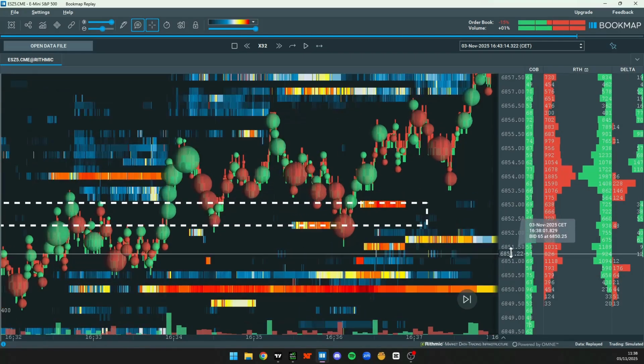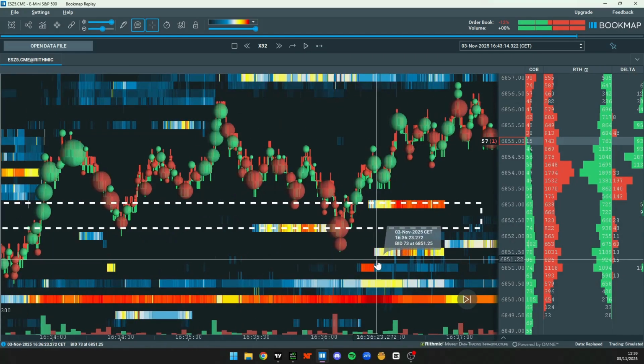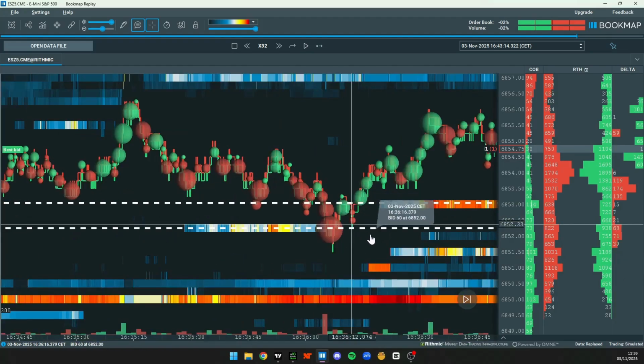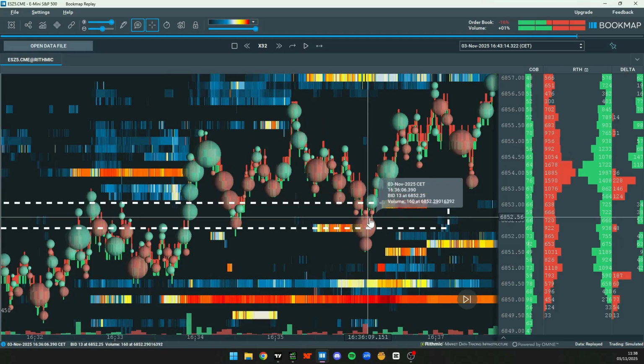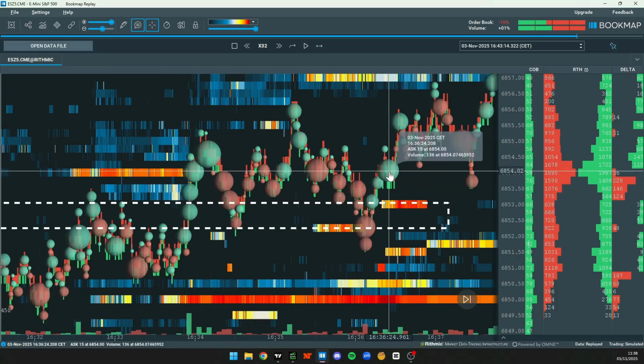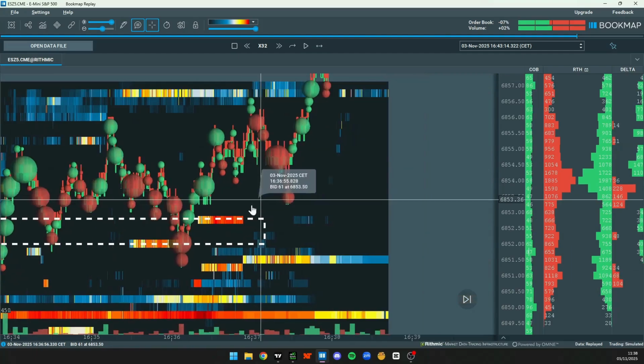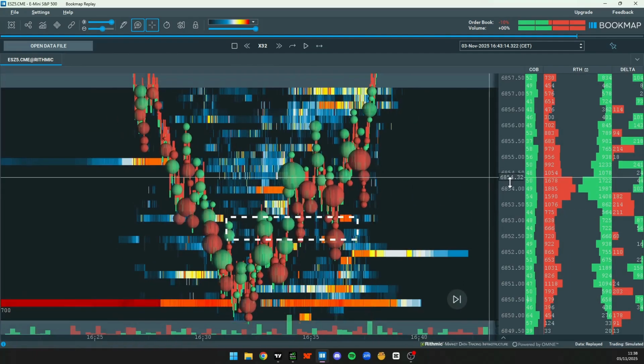Obviously I entered a little bit on the earlier side, but then of course I had a little bit of drawdown, which is fine. But then here you had another entry possibility where sellers came in this area again, and then aggressive buyers stepped in, so you could have entered here again at the 54s. So all in all, this was a pretty clean trade.